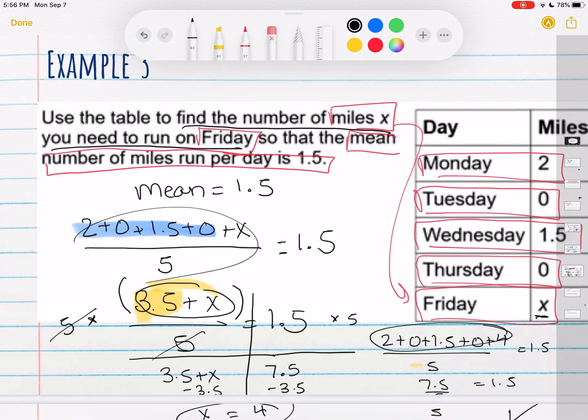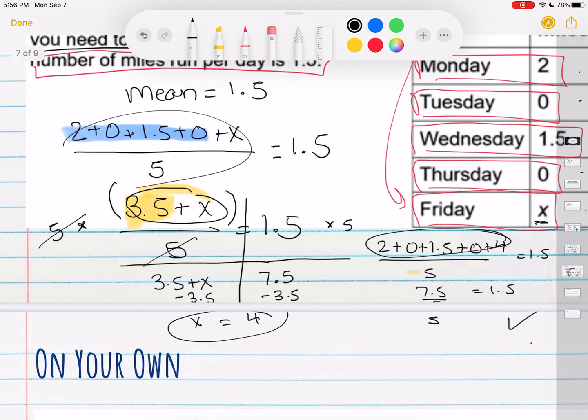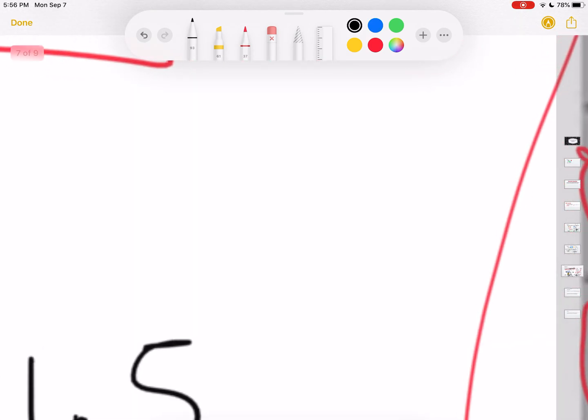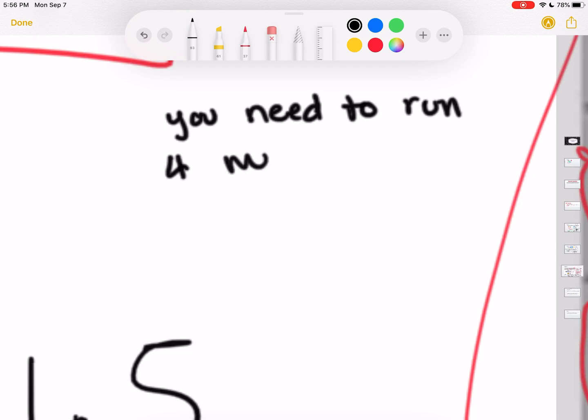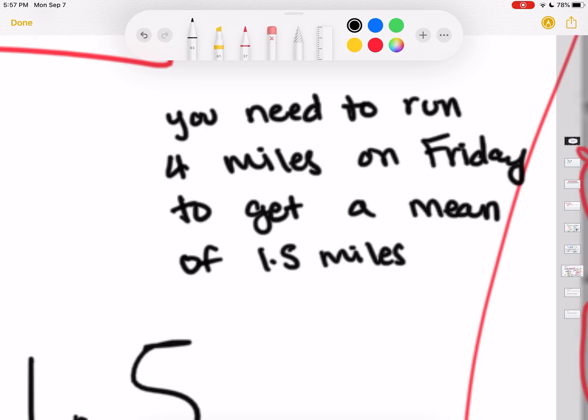Now remember, when we do word problems, we always have to write our final answer in a complete sentence. So 4 is what? Remember, 4 is the miles that we need to run on Friday. So you need to run 4 miles on Friday to get a mean of 1.5 miles this week.